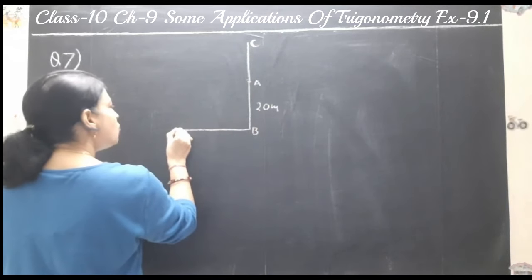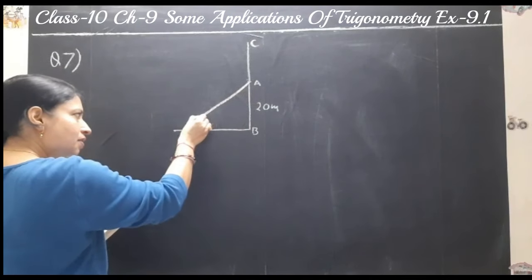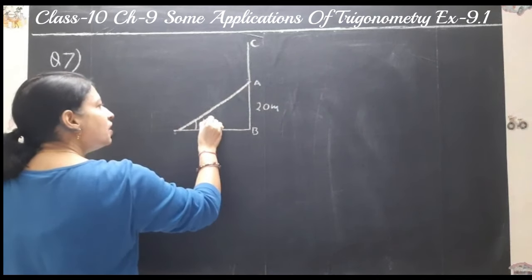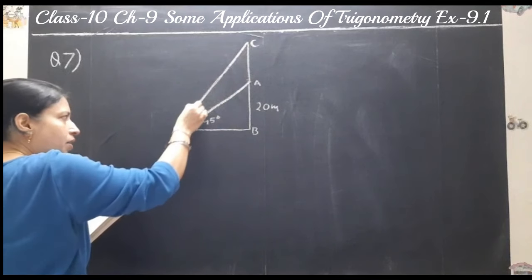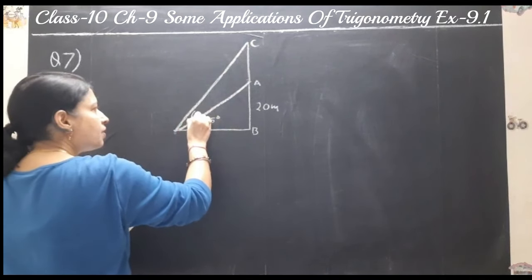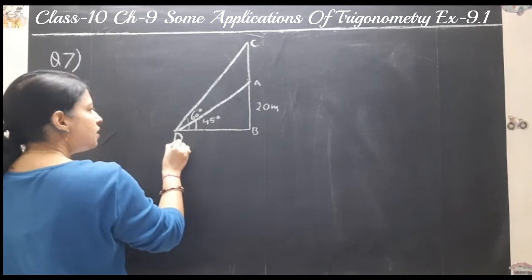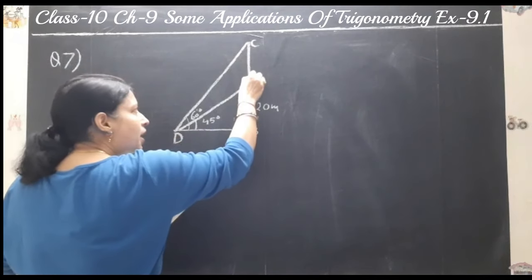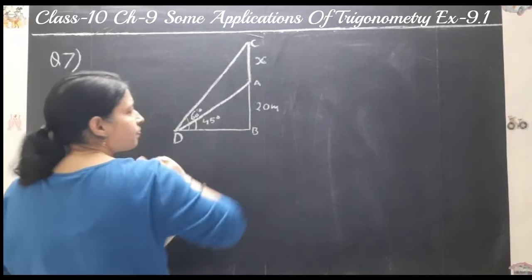And from a fixed point on the ground, the angle of elevation of the bottom is given 45 degrees, and of the top it is given 60 degrees. Suppose this point is D. Then we have to find the height of this tower. Suppose this one is x.